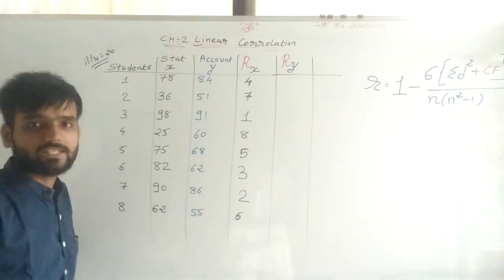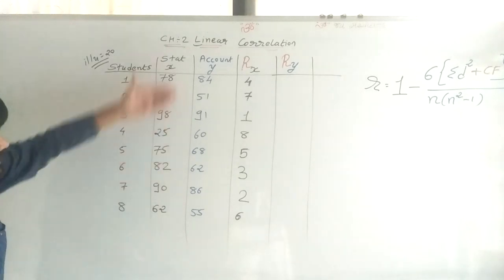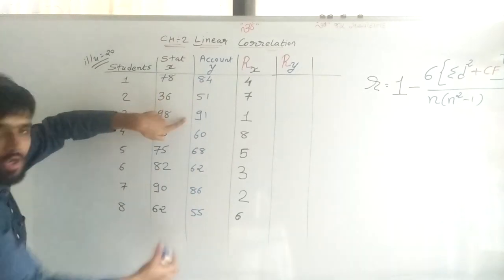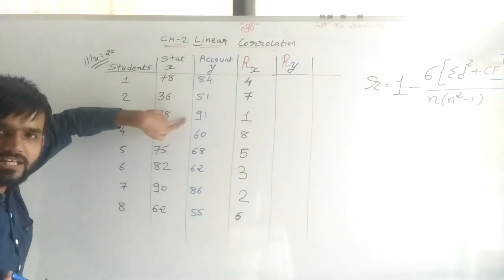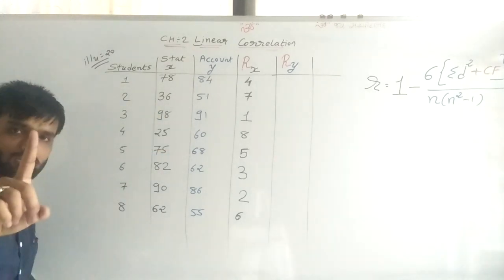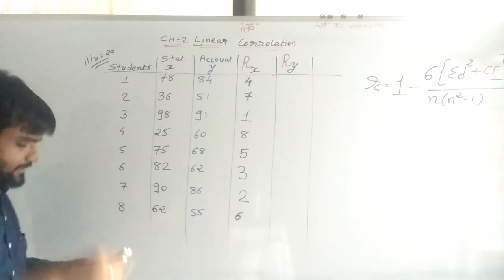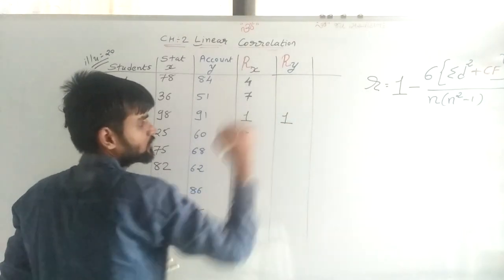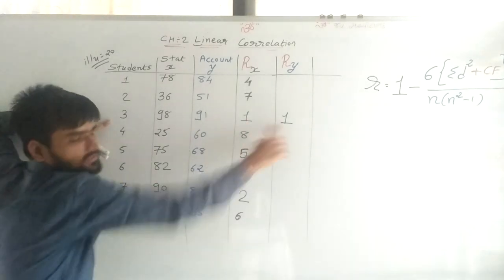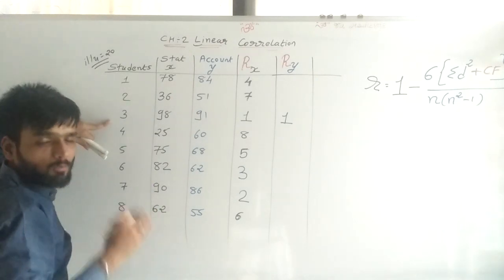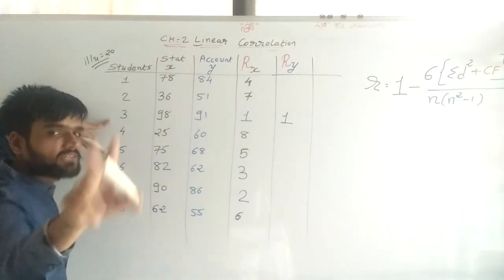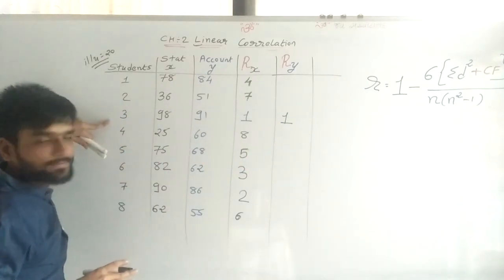So in accountancy, sir, only one student is there who is getting 91 marks. Otherwise, all are getting less than 90 marks. So this 91 marks student's rank is first rank. So first rank. So third student, see here, third student is brilliant in both the subjects. From all the students in the class, the third student is brilliant in both subjects. In both subjects, he gets first rank.